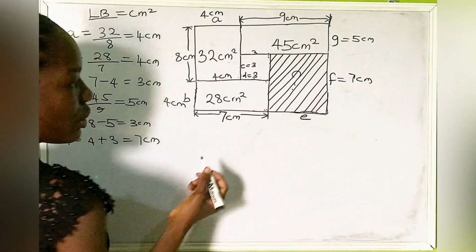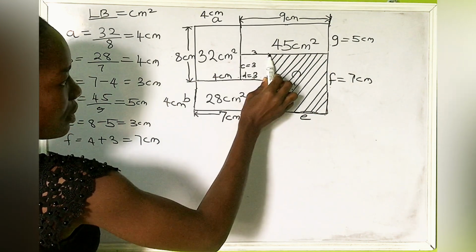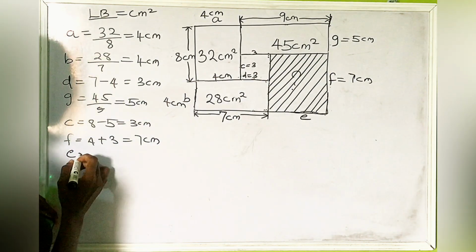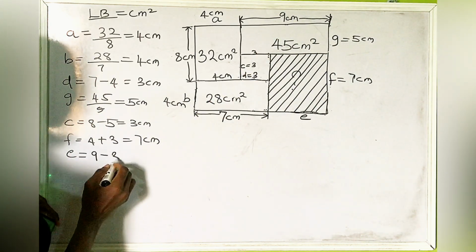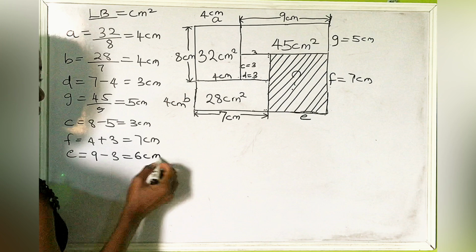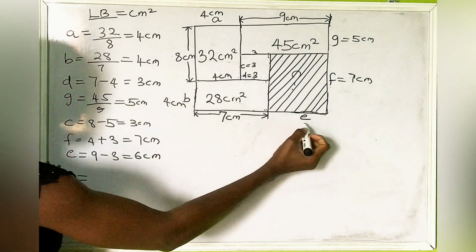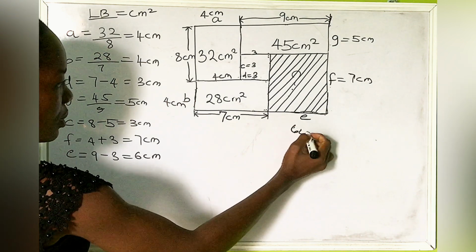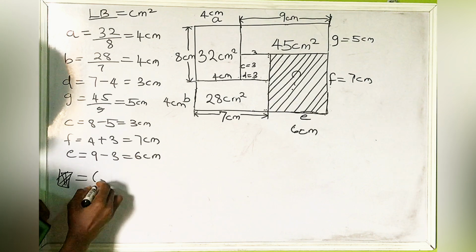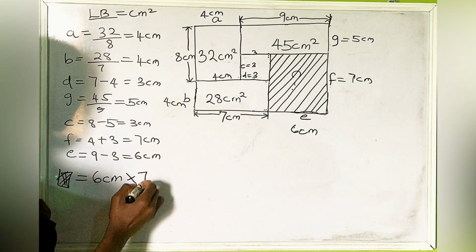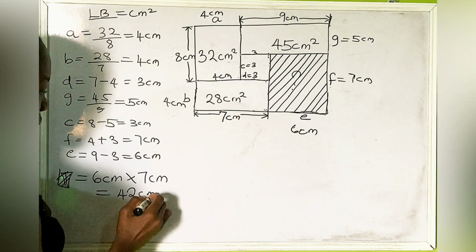Now we've not found the value of E. E is, here is 9 and here is 3. So we're looking for E. So E becomes 9 minus 3. 9 minus 3 is what? 6 centimeter. Now to find the value of this shaded portion is equal to, E is 6, becomes 6 centimeter multiplied by 7 centimeter. That is equal to 42 centimeter square.